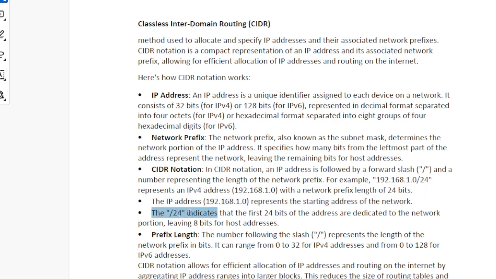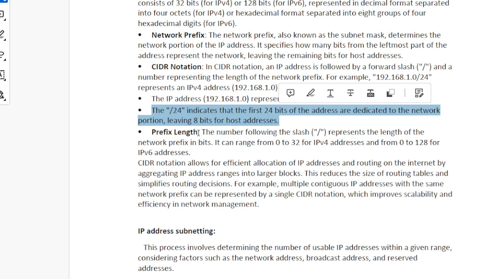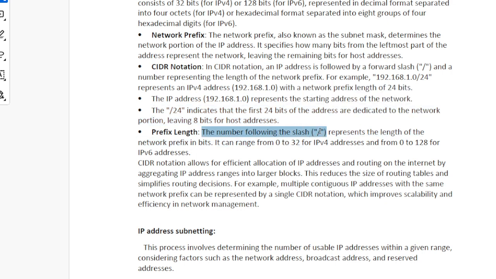The slash forward 24 indicates the first 24 bits of the address are dedicated to the network portion, leaving 8 bits for host addresses. And prefix length, the number following the forward slash, represents the length of the network prefix in bits. It can range from 0 to 32 for IPv4 addresses, and from 0 to 128 for IPv6 addresses.